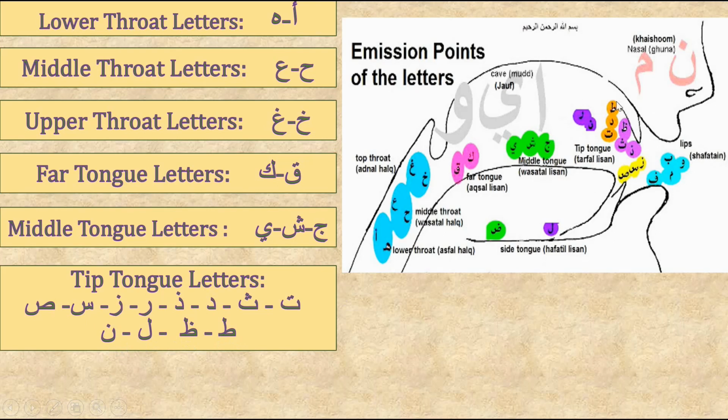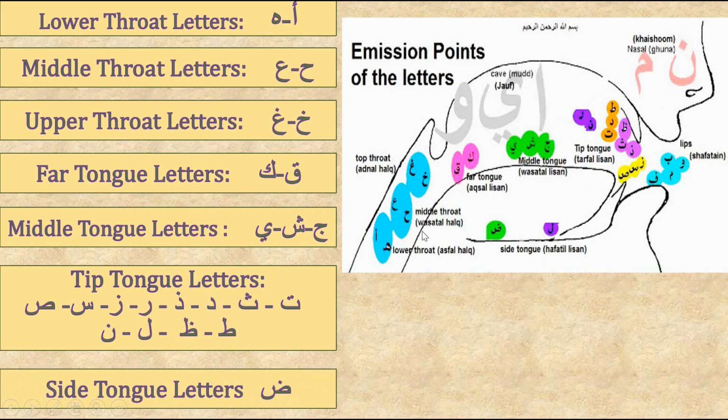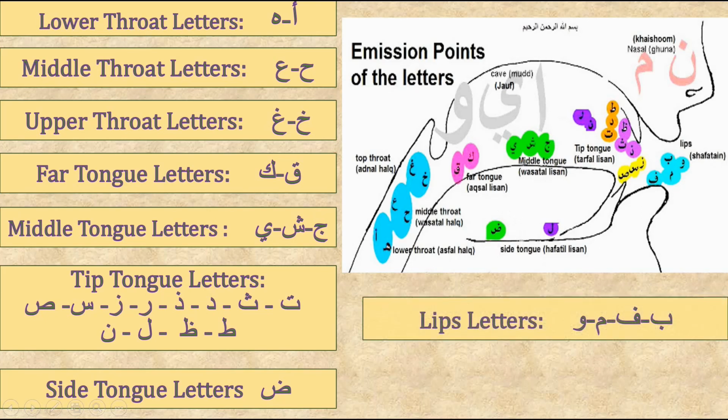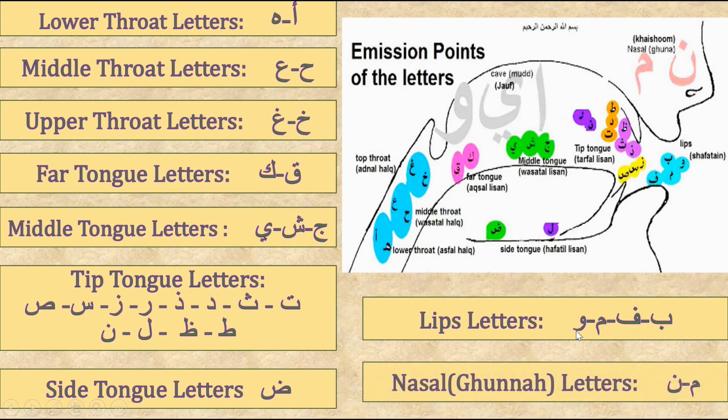Side tongue letters: Dha. Lips letters: Ba, Fa, Ma, Wa. And finally nasal gunna letters: Ma, Na.